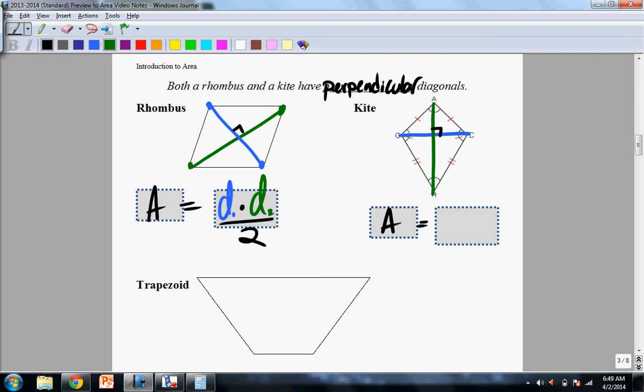On the right, area equals one diagonal times the other diagonal over 2. That's for a kite and a rhombus. You can use the product of the diagonals over 2 because they have perpendicular diagonals.